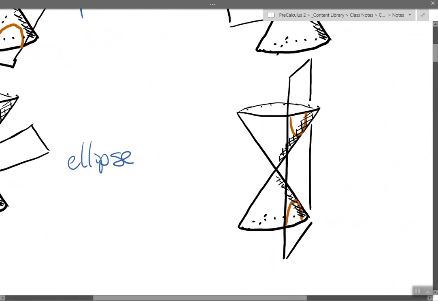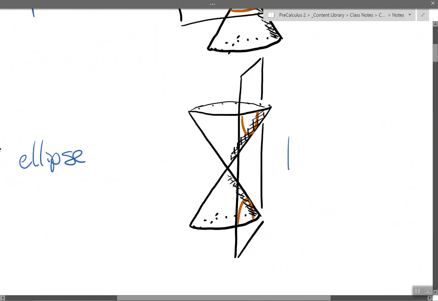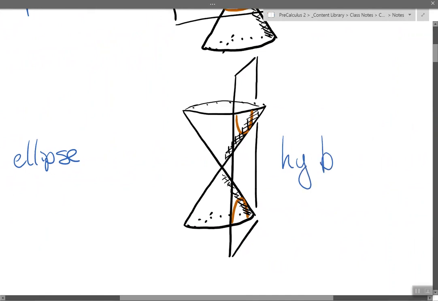And then the last one here, we actually take the two cones. The reason why we've had two cones the whole time is for this last one. We have these two cones stacked and we cut it vertically this time, and we end up with these two little pieces that almost look like parabolas, but they are not. This is called a hyperbola. So that is our hyperbola.